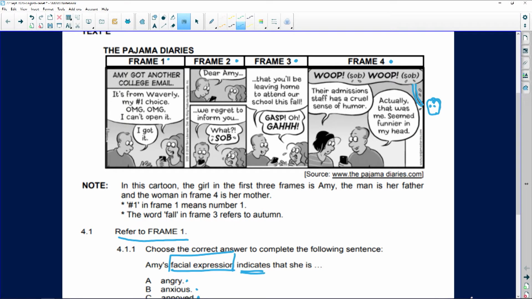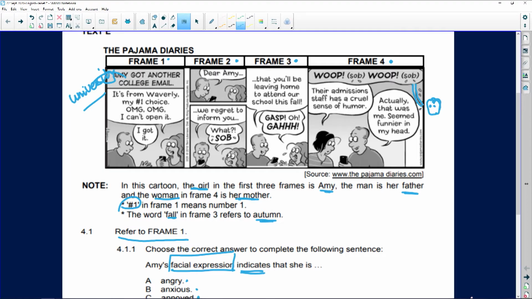And the two of them, their admission staff has a cruel sense of humor, and actually that was me, seemed funny in my head. So we realize that's her father, or at least we assume it's her father and her mother. We're told the girl is Amy, the man is her father. Oh, good, we got that right. The woman is her mother. It explains what that means, and it tells you that fall refers to autumn. And I suppose they could tell you that college is really what we would call university. I know we do talk about colleges.